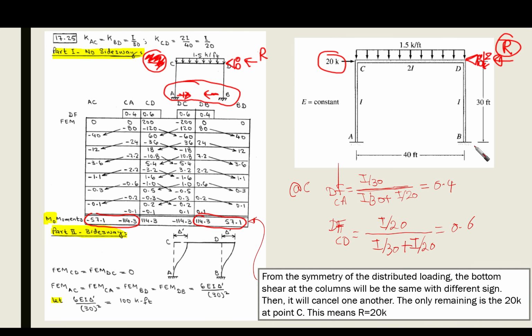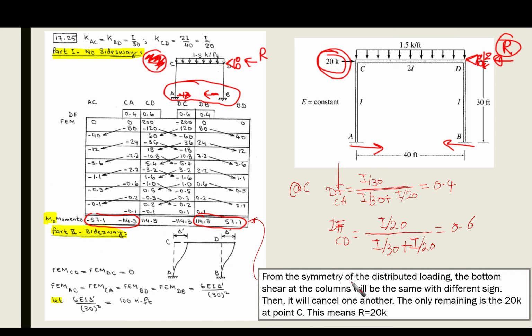This means that the shear here is going to be the same as the shear here, so they are going to cancel one another. And the only remaining thing to counterbalance the R is going to be the external loading, which is 20. I have put it as a notice here.